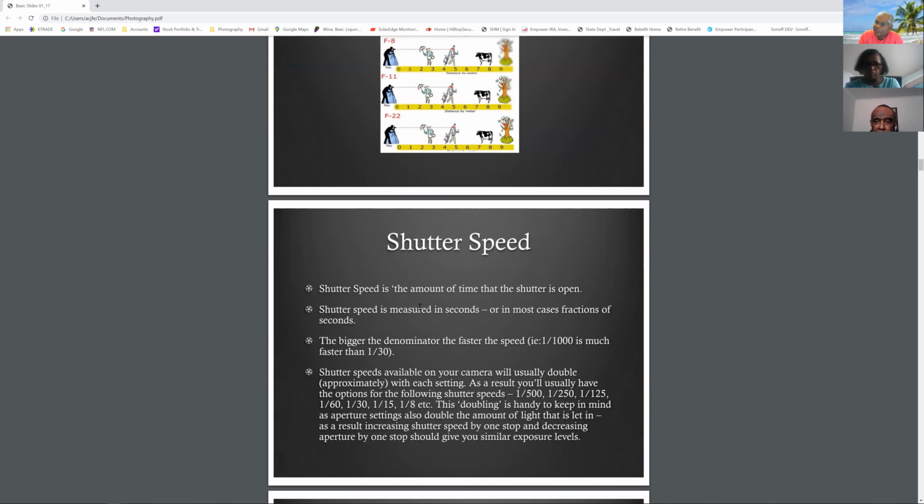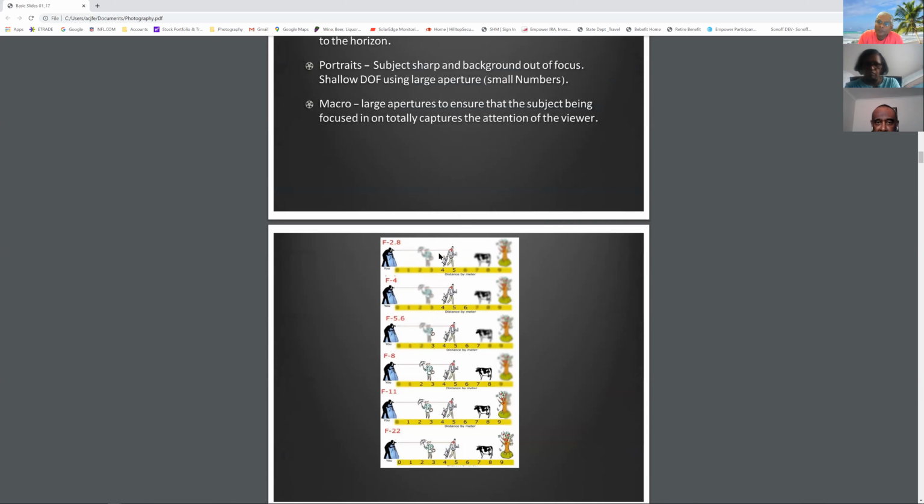So f2.8 is a numeric value, right? So what it really means is the focal point 2.8? No. The aperture. How can I say?